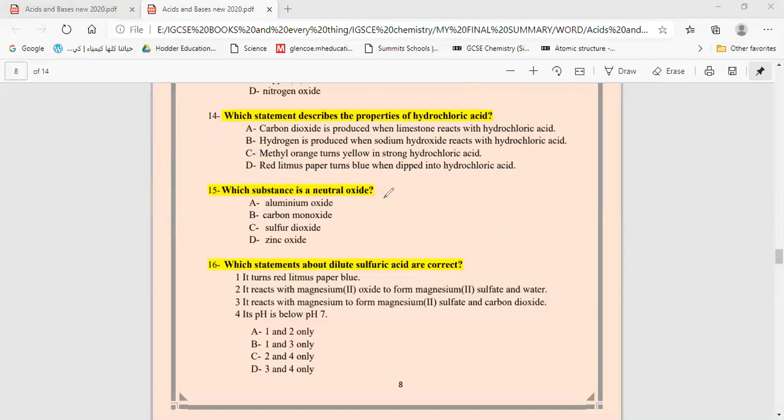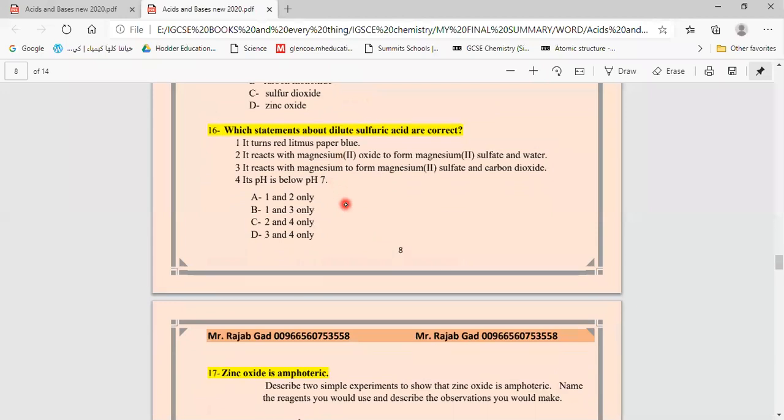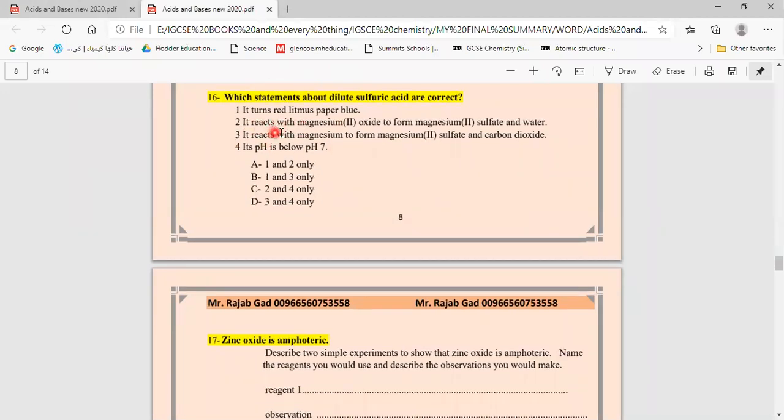Which substance is a neutral oxide? Before going to this one, we said neutral: CO, N2O or NO. Aluminum oxide is amphoteric, sulfur dioxide represents acidic, zinc oxide represents amphoteric, so the correct one is carbon monoxide. Next one. In this kind of question, he will give you 4 statements like this, and he will ask you which one represents, maybe 1 and 2, 3 and 4, and so on.